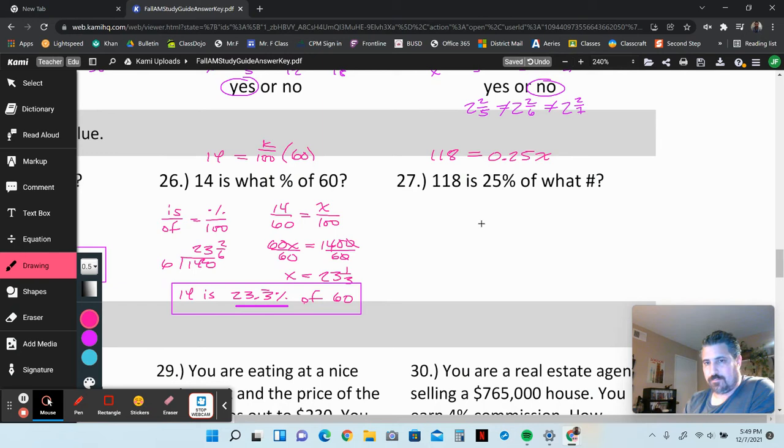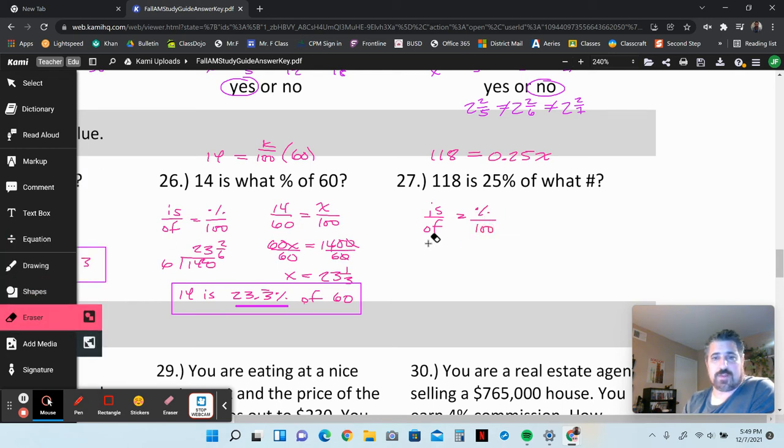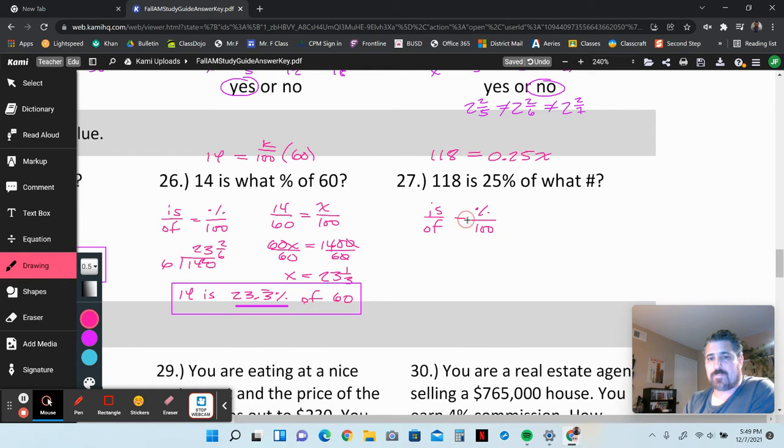But if I want to set up a proportion for this, it'd be is over of equals the percent over 100. And let me just erase this and make it look a little prettier. In this case, I would set up 118 over an unknown "of", we don't know what that number's out of, is equal to 25 over 100, because percents are always out of 100. And like we talked about, I could simplify that to 1/4, and then I could realize that x is just going to be equal to 118 times 4. So I could just multiply 118 times 4 to get the answer here. So that's going to be 4 times 100, which is 400, 4 times 10, which is 40, and 4 times 8, which is 32.